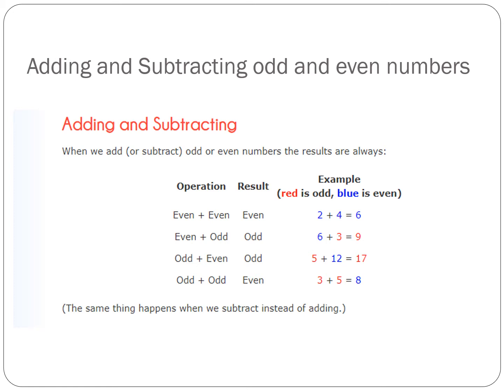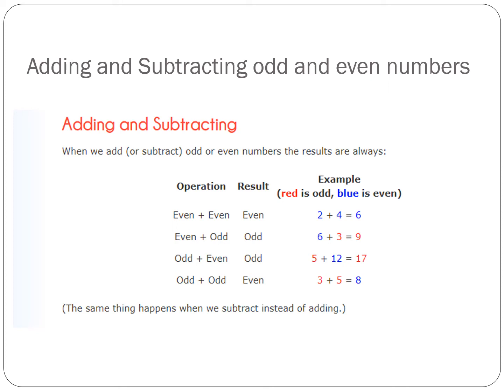Let's look. If we take even and add even, then the result will be an even number. For example, 2 plus 4 equals 6. If we take an even number and add an odd number, then the result will be an odd number. Let's look at an example. 6 plus 3 equals 9.